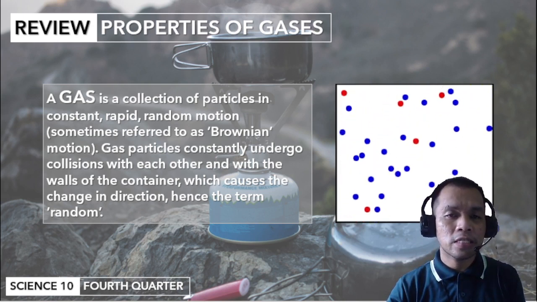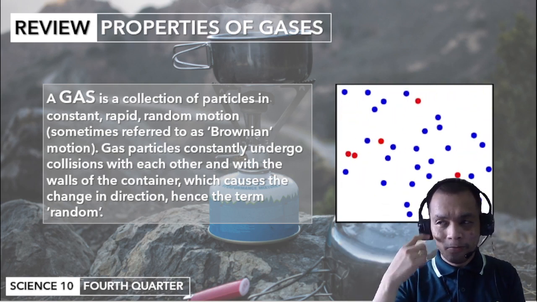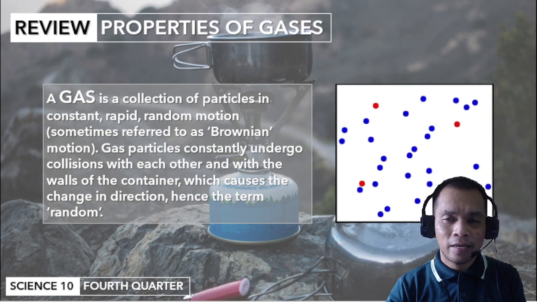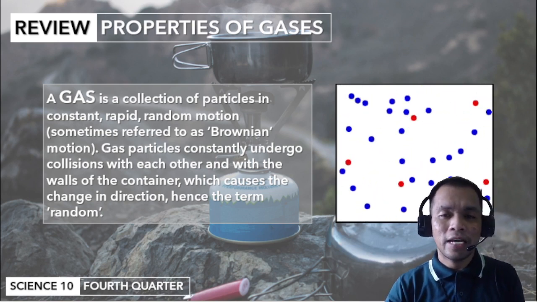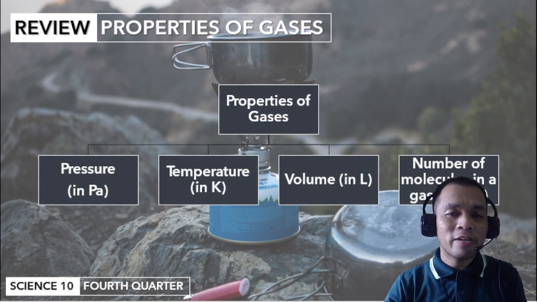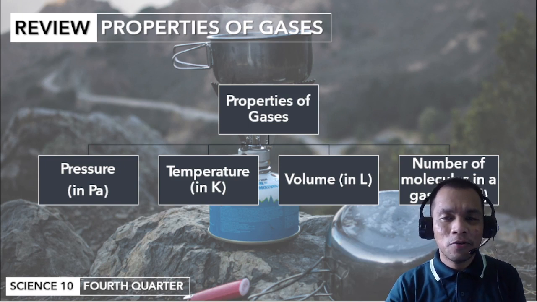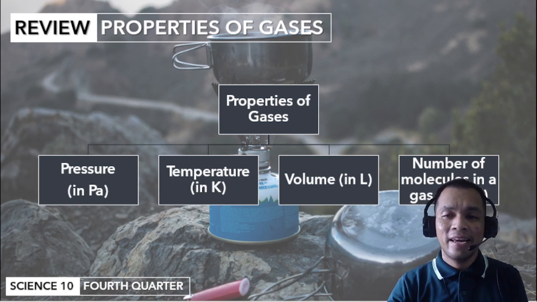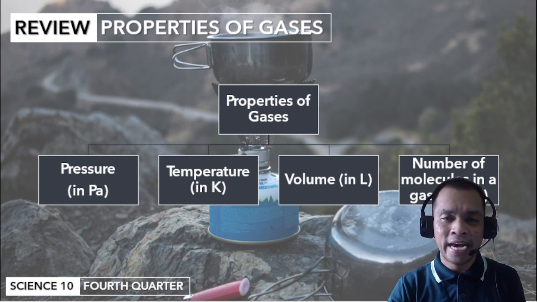Okay, that's what was being observed in the fourth situation that was presented just moments ago. Okay, let's go over the different properties of gases. These were already mentioned earlier, and let us see these four properties and their units of measurement. So we have pressure, temperature, volume, and the number of molecules. Now, the number of molecules could also mean the mass of the gas.